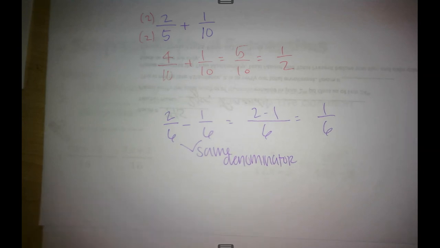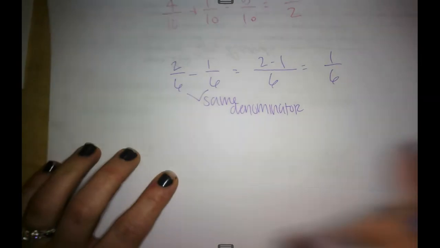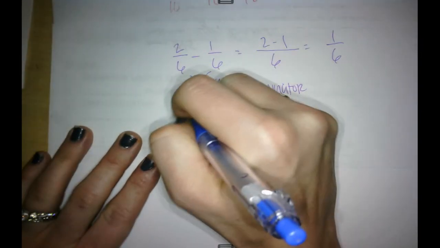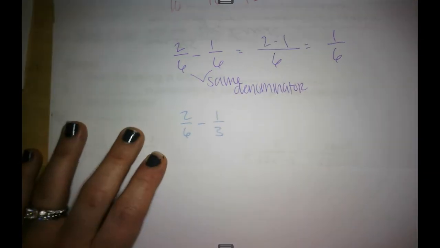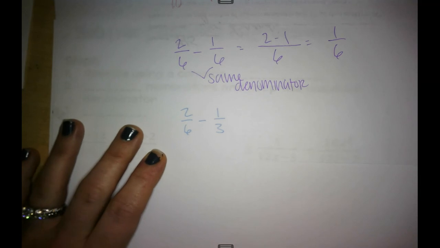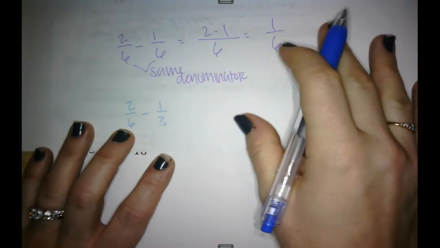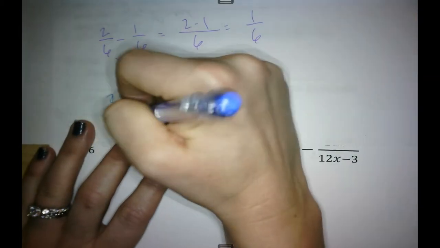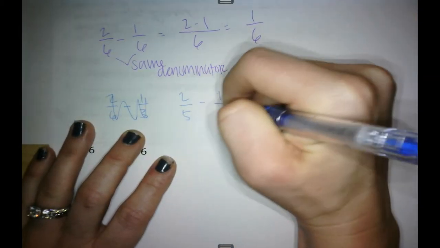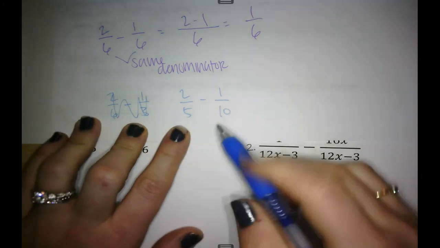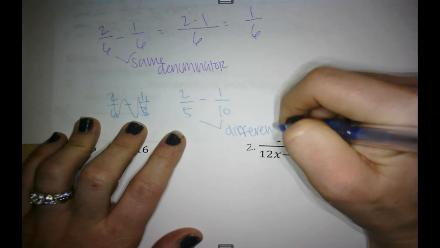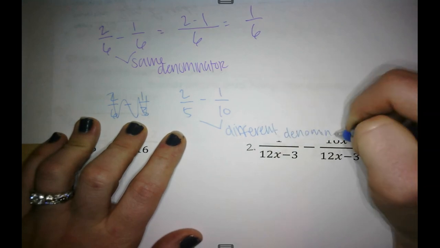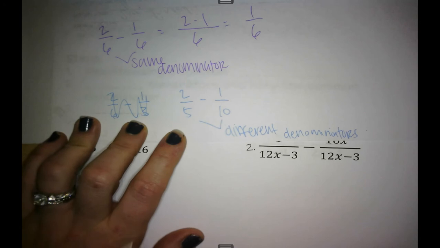But same thing as when we were adding, if they were different bases, 2/6 minus 1/3, that's not going to work out well. Let's just do the same. 2/5 minus 1/10. Since they have different bases, different denominators, we need to make them the same.